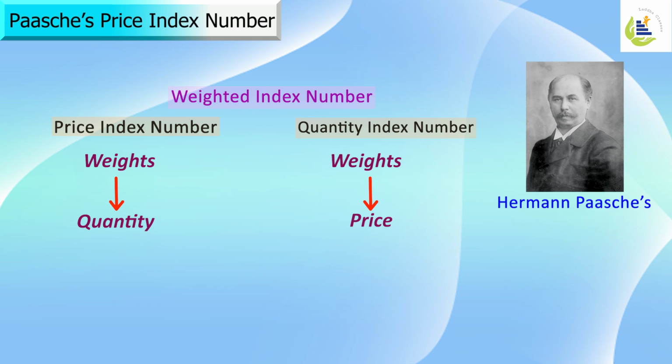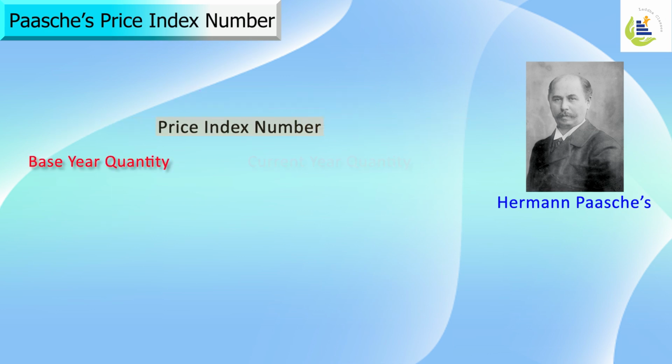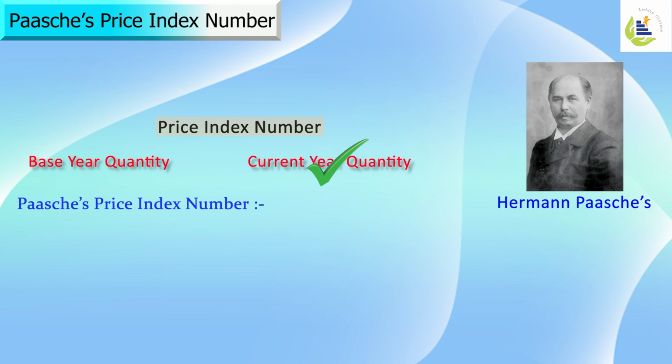Now, which weight to take? For Paasche's price index number, what weight should be taken? Base year's quantity or current year's quantity? According to Paasche's, the weight is taken as current year's quantity. So the formula for Paasche's price index number, P01 for Paasche's, that is the price index number from base year to current year, becomes summation of P1 Q1 upon summation of P0 Q1 into 100.